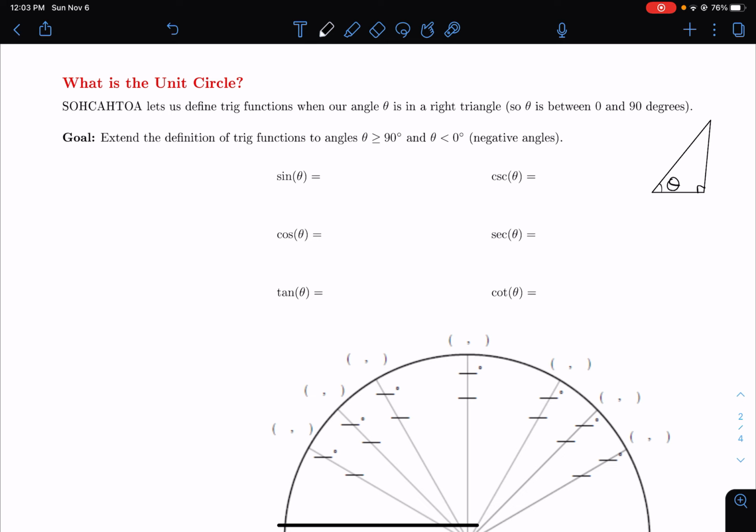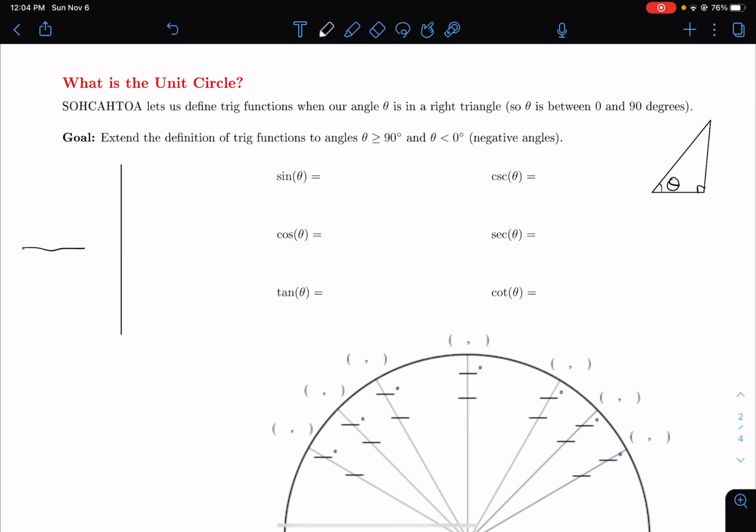My goal now is, can we extend those definitions of trig functions so that they work when our angle is bigger than 90 degrees, and also when our angle is negative, if it's less than 0 degrees? Okay, and this is where we are going to use something called the unit circle.